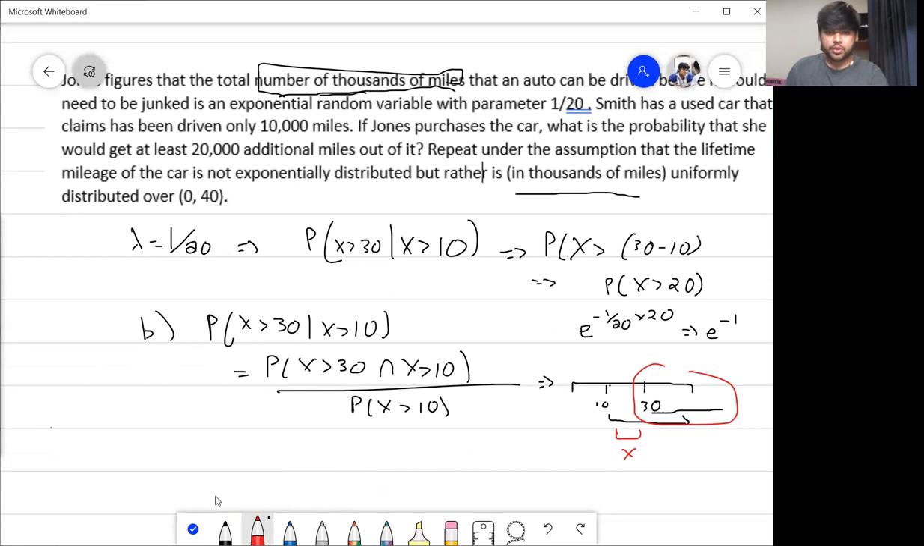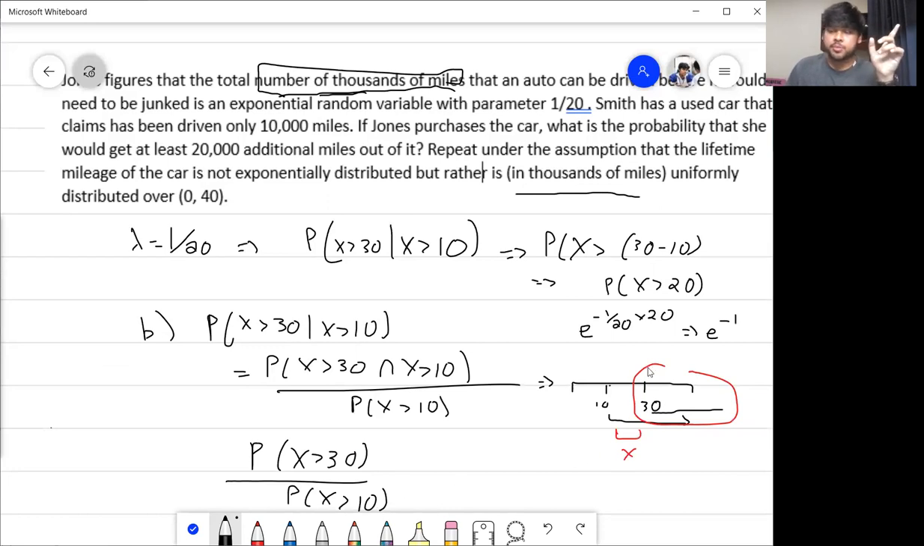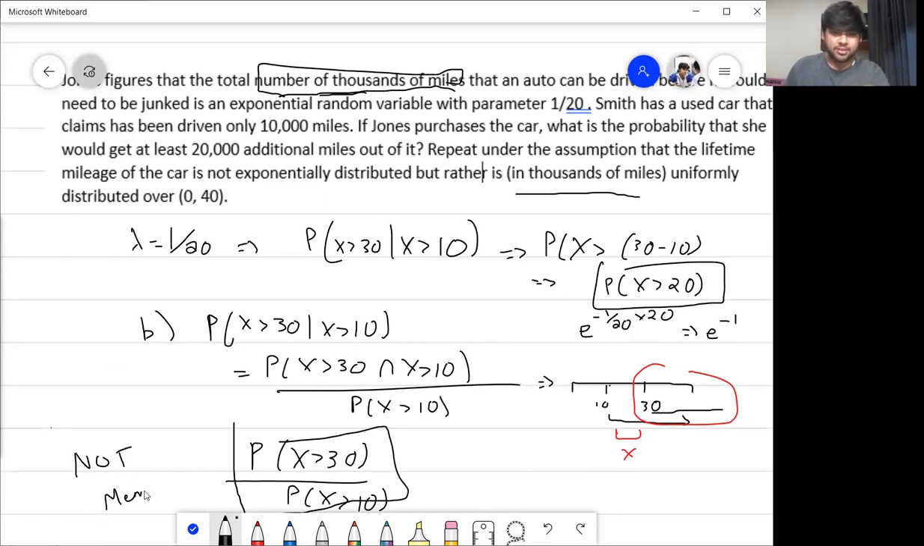So I can write the numerator as P(X is greater than 30). And I can also see there's a difference between what the term with the memoryless property and exponential random variables got simplified as in this case and what it's now been simplified as. Please note, again, memoryless property only applies to exponential random variables. Do not think that this is memoryless. This is not memoryless. It only applies to exponential random variables.